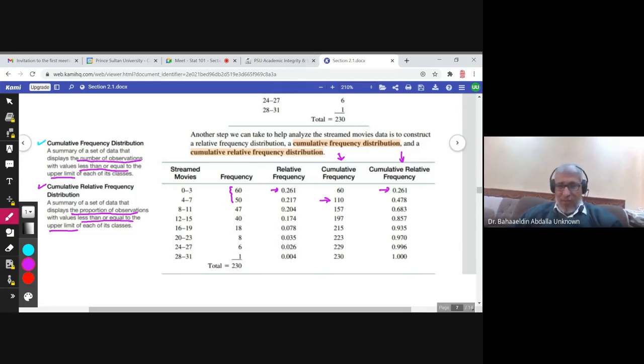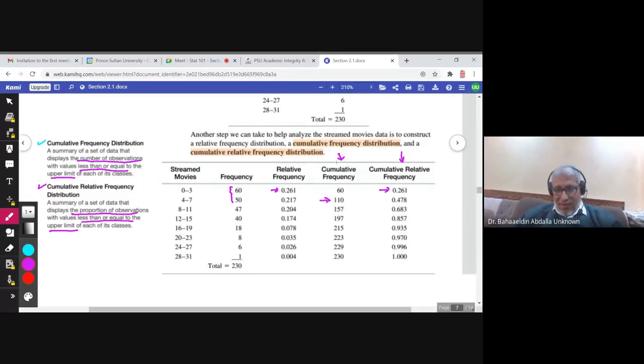Here we have numbers, here we have proportions. So 0.217 plus 0.261 will give you 0.478. What is the proportion of the values less than or equal to 11? You add 0.204 to 0.478, you get 0.683, and so on. This is the cumulative relative frequency. So if he gives you this table, and he asks you, what is the proportion of observations with values less than or equal to 27? Your answer should be 0.996.